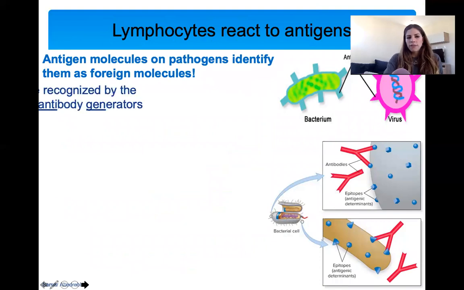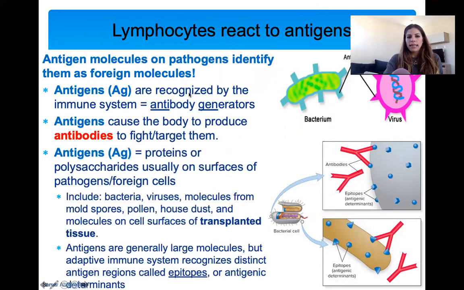So we're going to define what antigens are right now. Antigens, the definition of them is they're antibody generators. That's where the word antigens comes from. They can be a lot of things, but they're molecules on pathogens that identify them as foreign molecules.